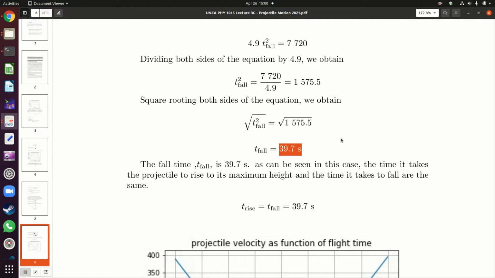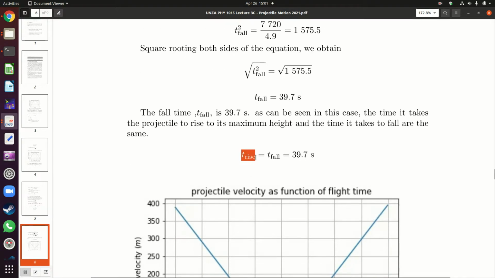So yes, the fall time has reduced because the maximum height has reduced also. But the one thing which is the same here, like in our previous example, is the fact that the rise time and the fall time have got the same value. This happens if we assume that the height to which the projectile rises and the height through which it falls are the same. If the height to maximum height and the height from maximum height to the ground are the same, then you can quickly conclude that the rise time and the fall time are going to be the same. In this case, it's going to be 39.7 seconds.